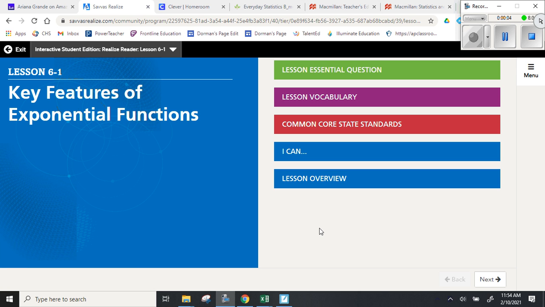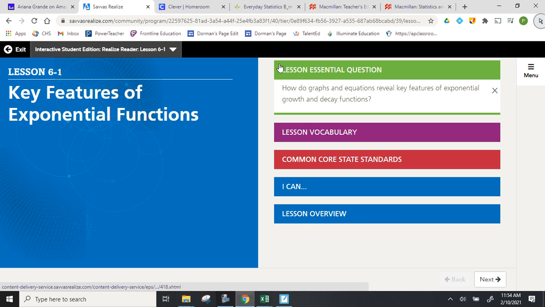We're going to talk about key features of exponential functions. Our essential question today is how do graphs and equations reveal key features of exponential growth and decay functions? Well, let's get that question answered.